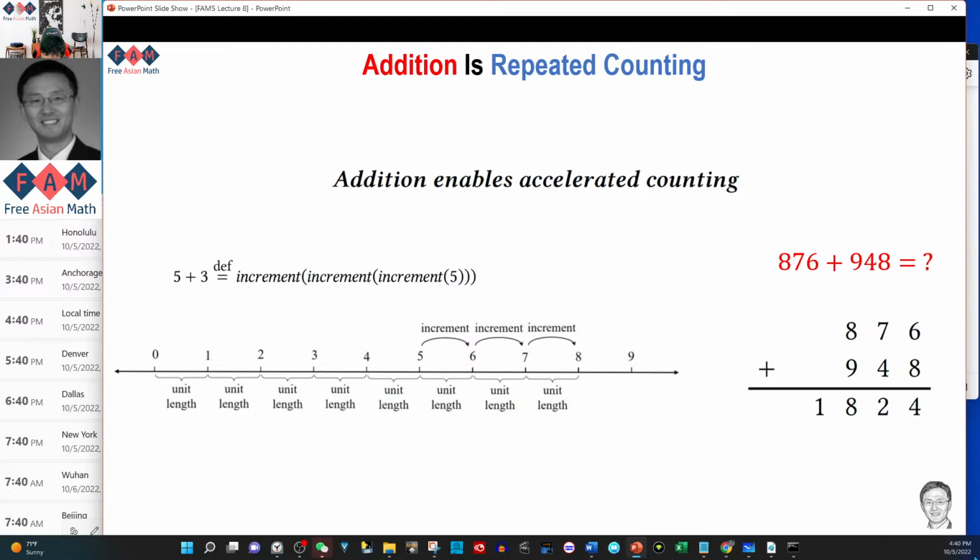So that when you have something like 876 plus 948, you don't have to count 948 times from 876 to see what the result is. Okay? So you will see that those kinds of ideas will also be extended from addition to multiplication.